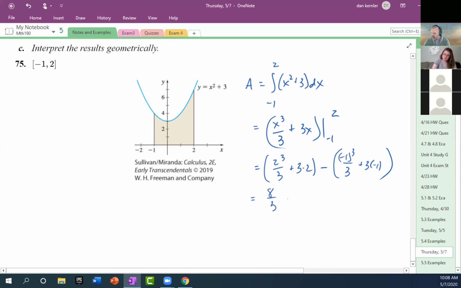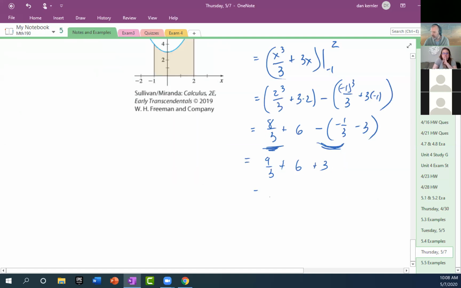And that's 8/3 plus 6 minus negative 1/3 minus 3. Since there are thirds in both places, I'm not going to combine the first two and the second two. I'm just going to say this is 8/3 minus negative 1/3. So that's 8/3 plus 1/3, which is 9/3. And then you have the 6 plus 3. So it looks like we actually get 12. 3 plus 6 plus 3.